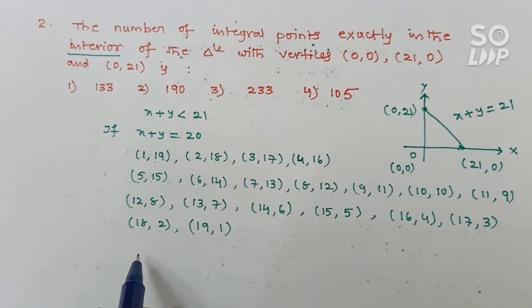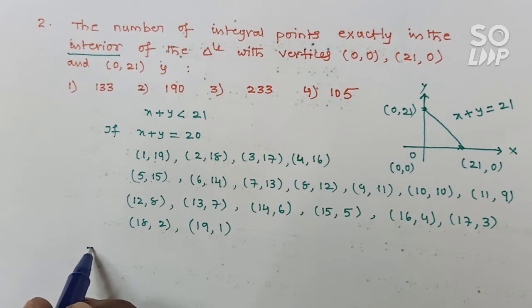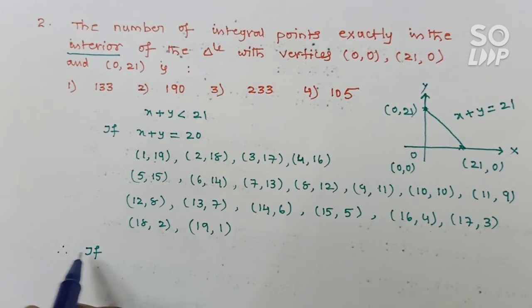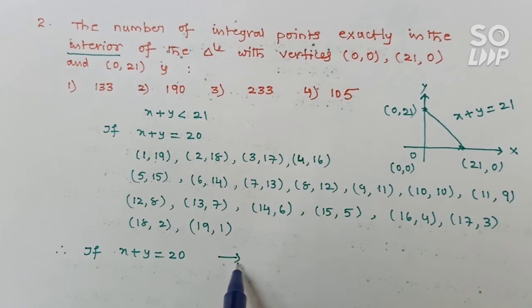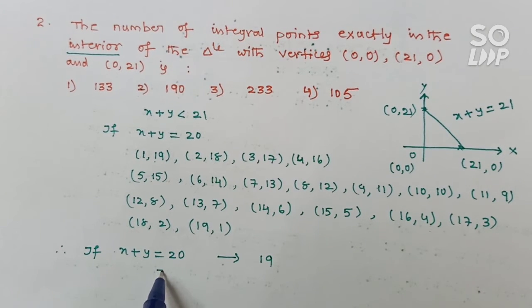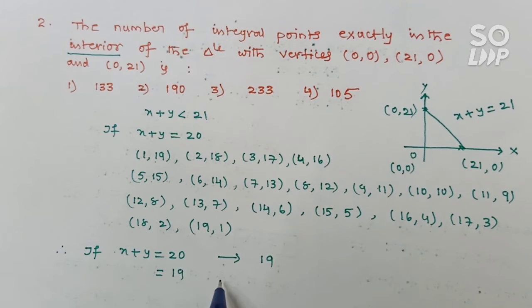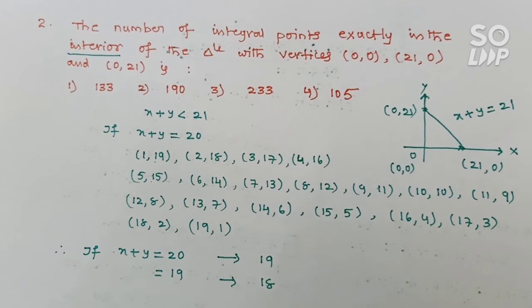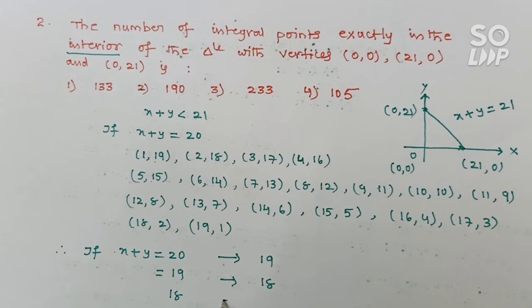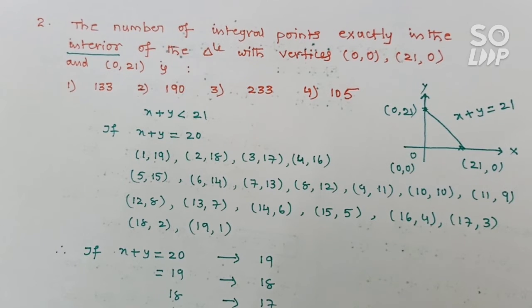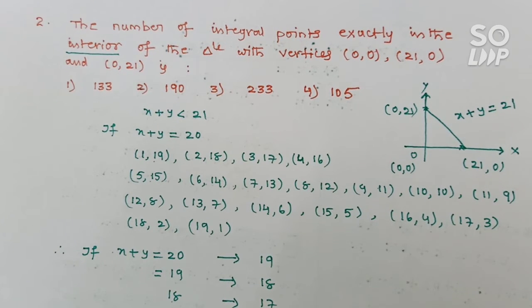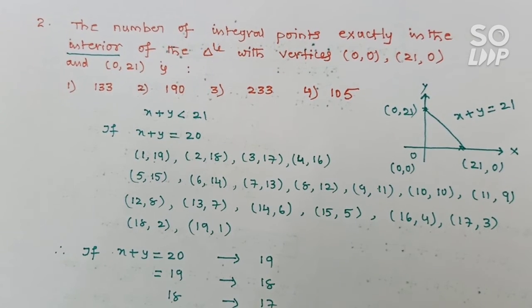So similarly, if x plus y is equal to 20, the number of points will be 19. Suppose the next one is x plus y equal to 19, the number of points will be 18. Next, x plus y equal to 18, the number of points will be 17. Like that, how far can you consider this value? Up to 2.